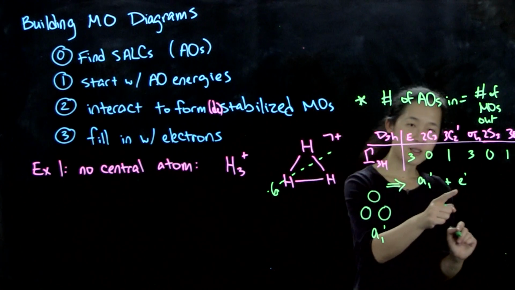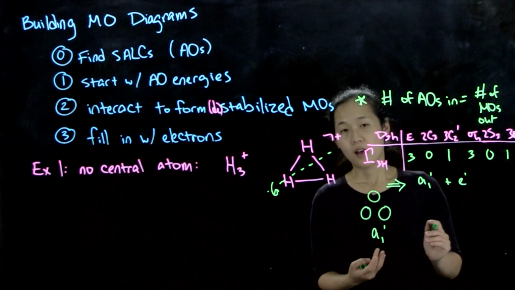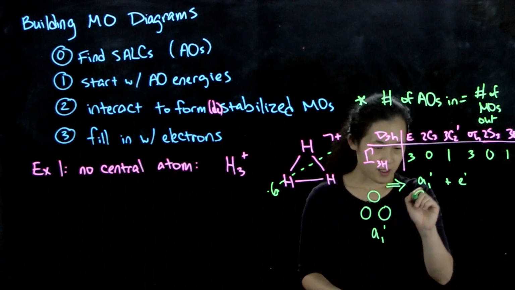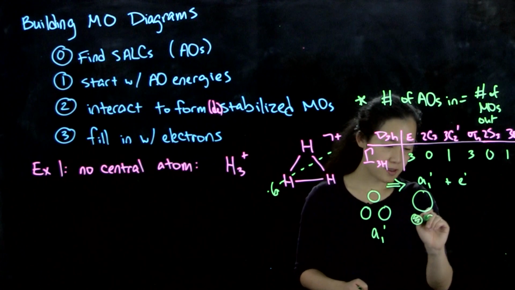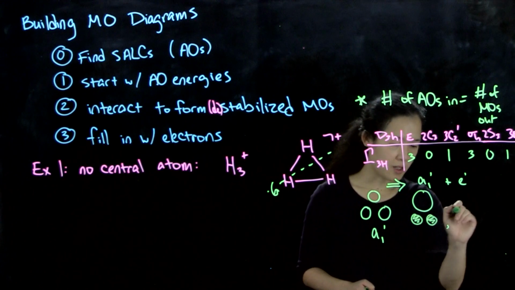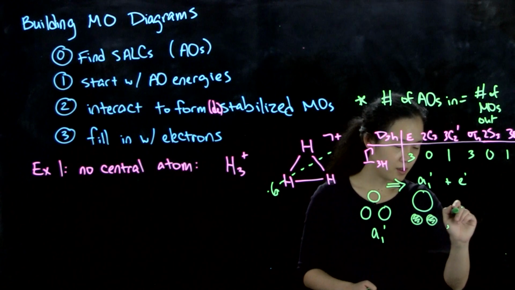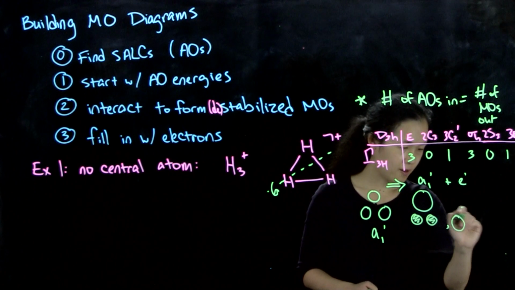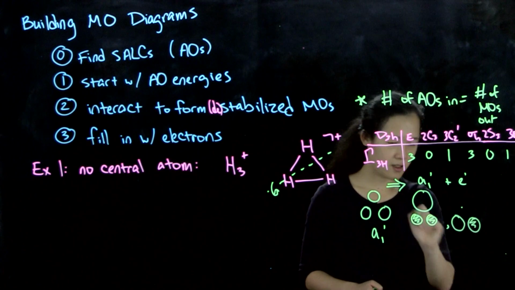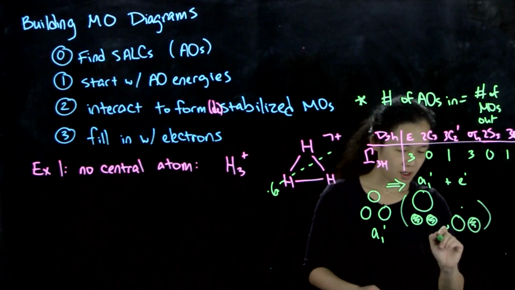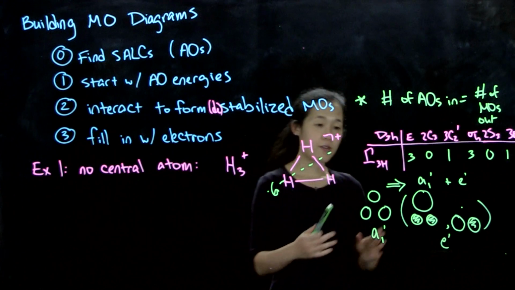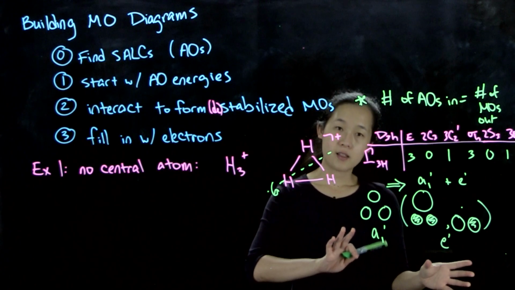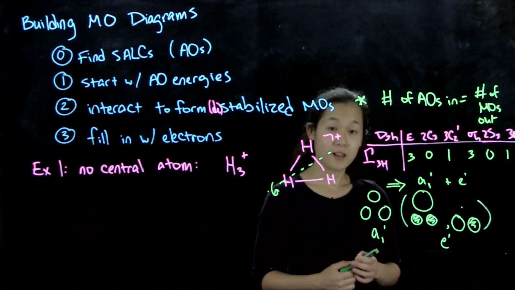And then our E prime SALC is going to be the one that looks like there's twice as big as the other two, and the other two are out of phase. And then we have one where there's a middle node, and then we have this guy. So these are our two E primes. So those are our SALCs. And so now we need to figure out how to then interact these to form a molecular orbital diagram.